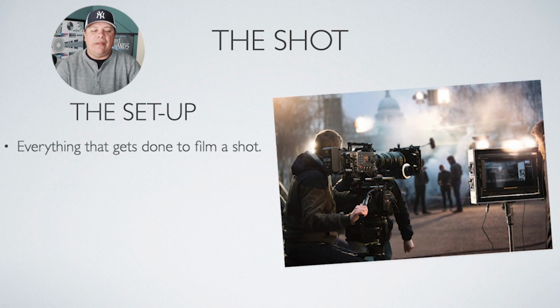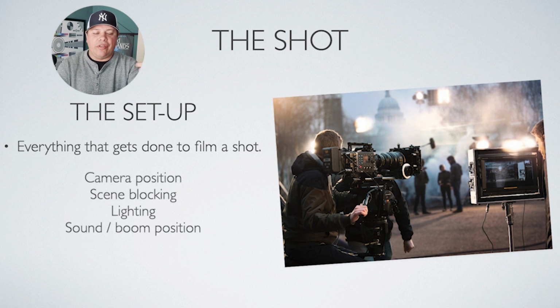So the setup is everything that goes into taking a shot. Anytime we're going to shoot a shot for a motion picture, there's a whole bunch of setup that goes into it, and we have to understand what it takes to pull off all the shots that we want to pull off. Things that go into setting up a shot would be the camera position, the scene blocking, meaning what movement the actors are going to be doing, and if the camera is going to be moving as well. We also have to do lighting, and then we have to do sound and make sure our boom, our microphone, isn't in the shot. So those are some of the basics. There's a lot more to it than just that, but those are the basic essentials that need to get done in order for us to successfully take a shot.